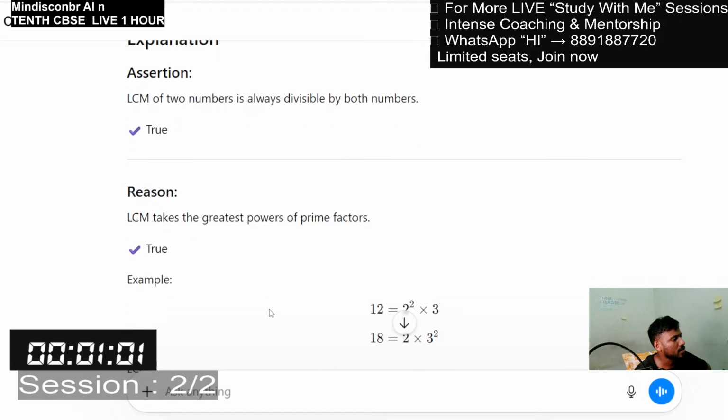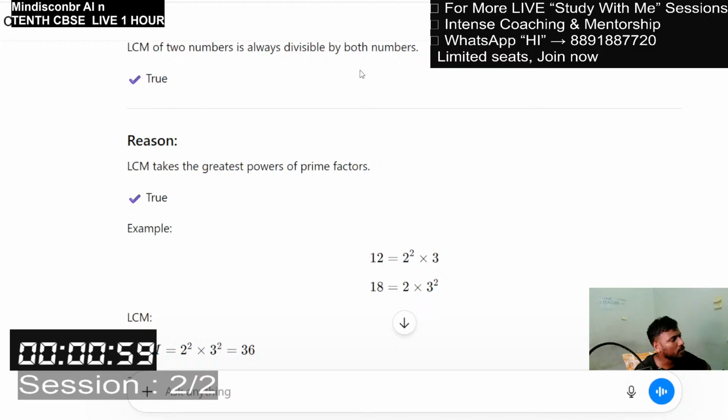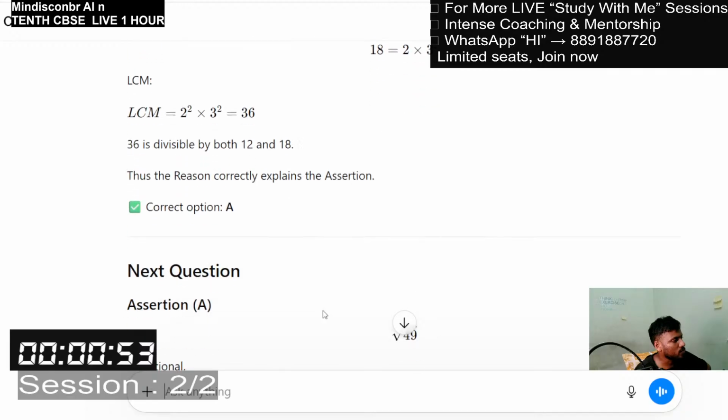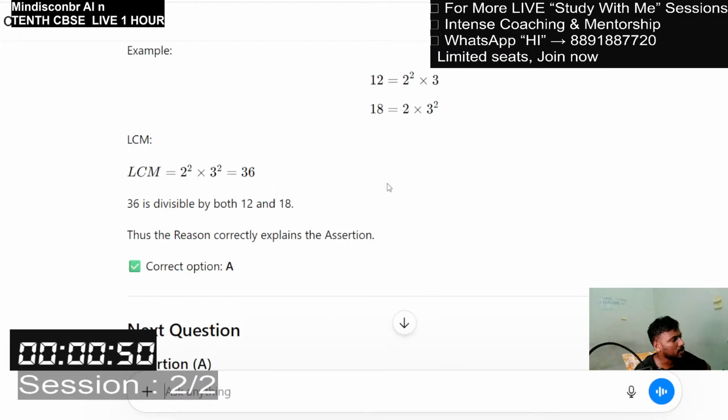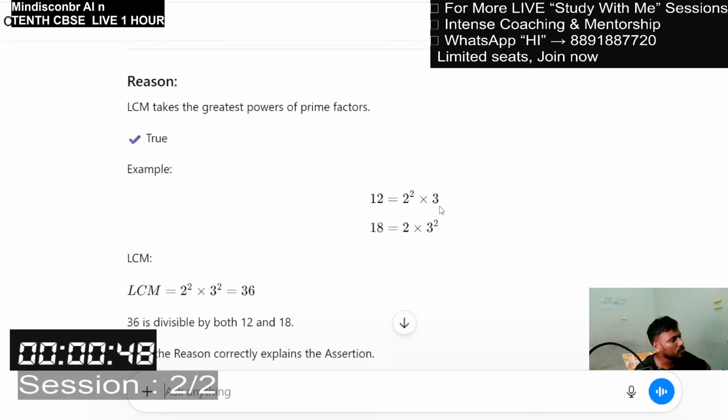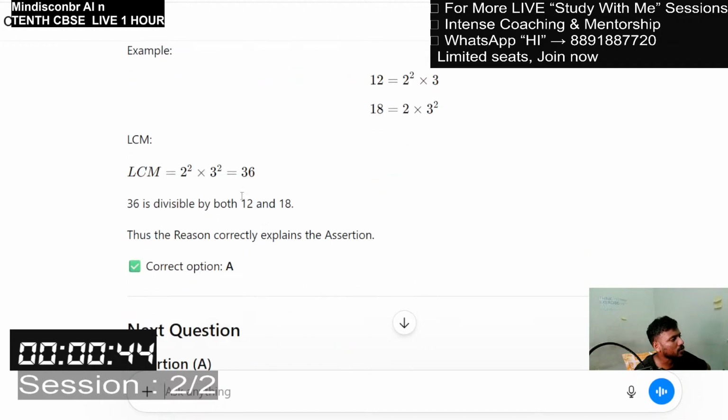The LCM of two numbers is always divisible by both numbers. True. LCM takes the greatest powers of prime factors. True. Example, 12 and 18. 12 is 2 square into 3, 18 is 2 into 3 square. LCM is 2 square into 3 square, which is 36. 36 is divisible by both 12 and 18.